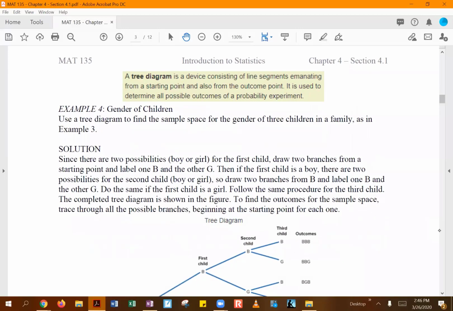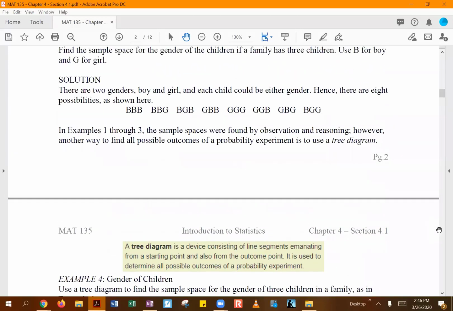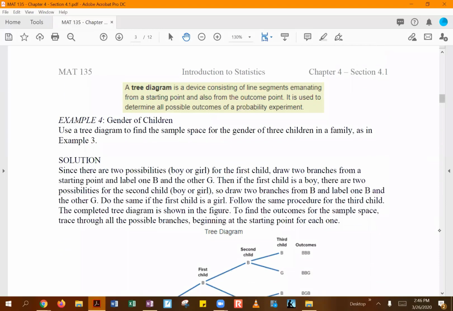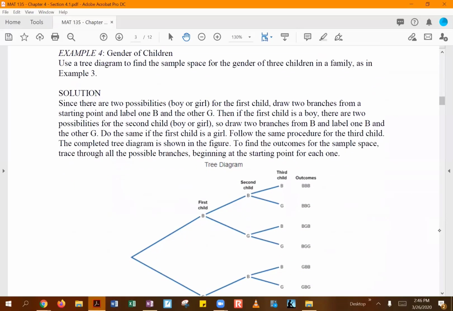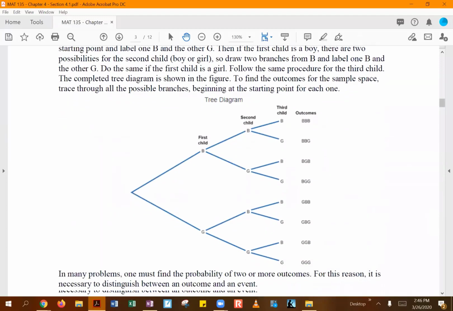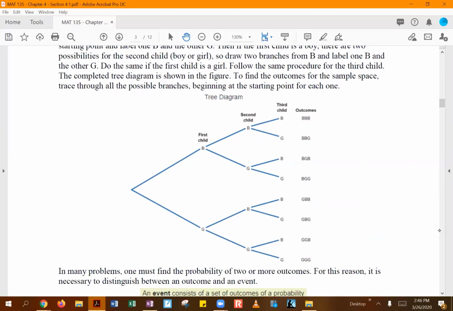So we're going back to the same example here, example 3, the gender of 3 children. They're asking us to use a tree diagram to find the sample space for the gender of 3 children in the family. The idea here is when we first start out, this is just your starting point, so you don't need to put anything here. It's just going to be blank right here. Now, for the first child, the option could be that they either have a boy or a girl, right? So you start with your 2 branches. The first child can be a boy or a girl.